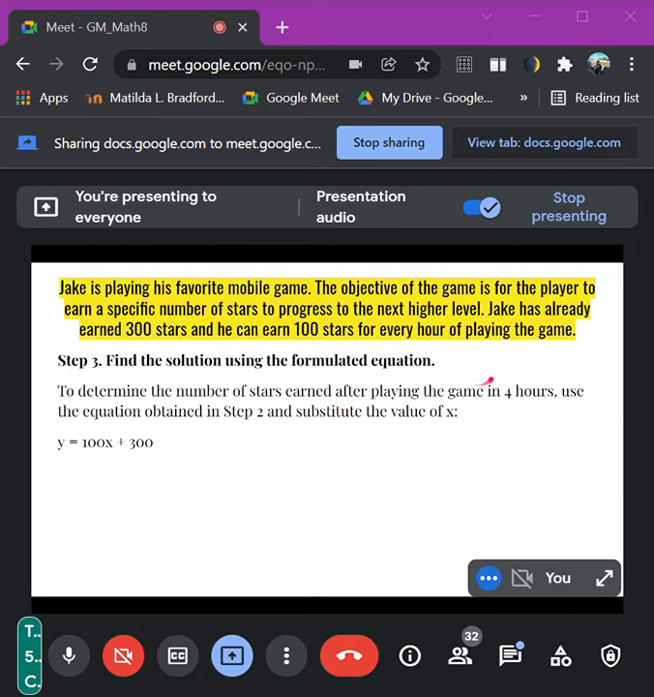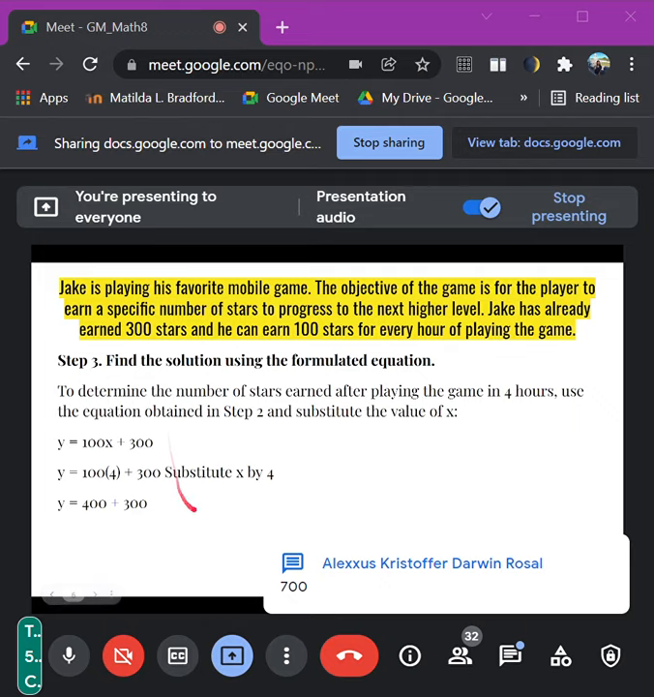And then the question here is, after playing 4 hours. So you can just substitute: y is equals to 100 times 4. So x is the hours, right? In the table earlier, we have x as the number of hours. So we just substitute 4 for x. So you can have 100 times 4, that is 400, and then plus 300, so what is the value of y, class?